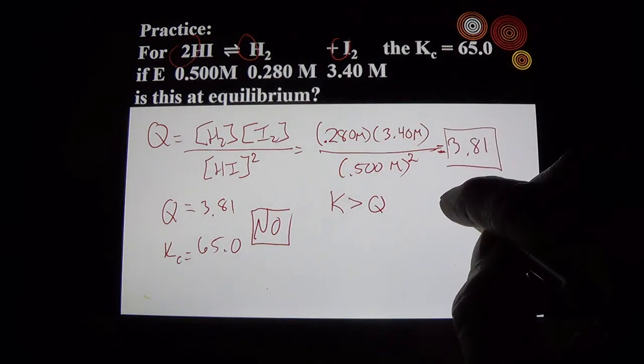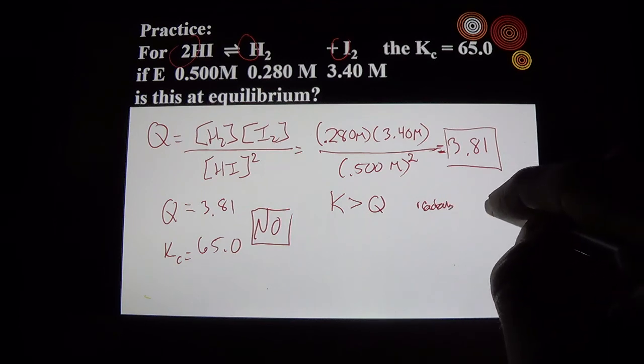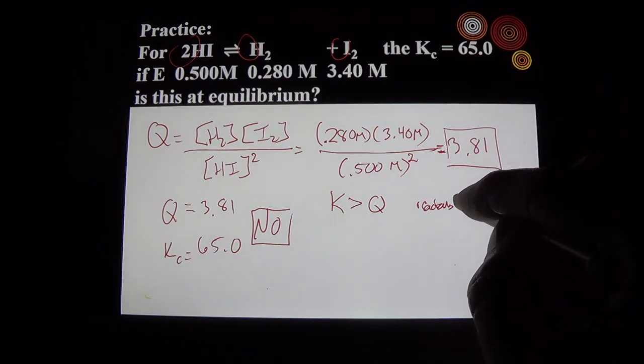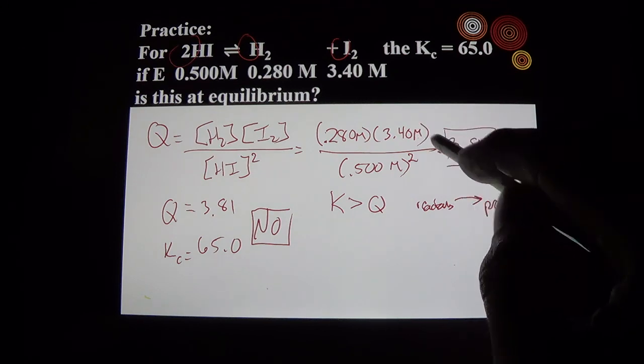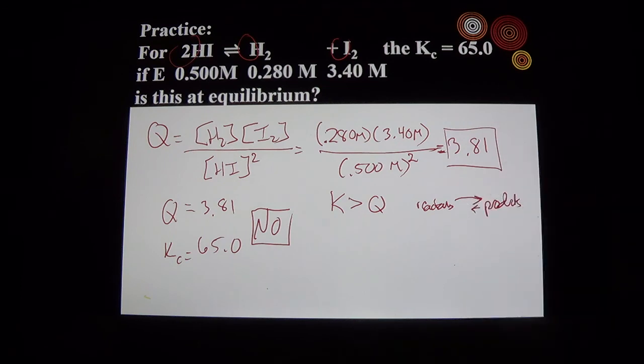Since numerator is products and denominator is reactants, which way will my arrow go faster for a while? From reactants to products. Make more numerator, more products, use up reactants. Now there still will be a reverse reaction going at the same time, because that's what happens at equilibrium. There's not a stop to the reaction. It's not a one-way reaction. Both are going. But at this point in time, forward is going to be going faster than reverse because it's still trying to reach equilibrium.